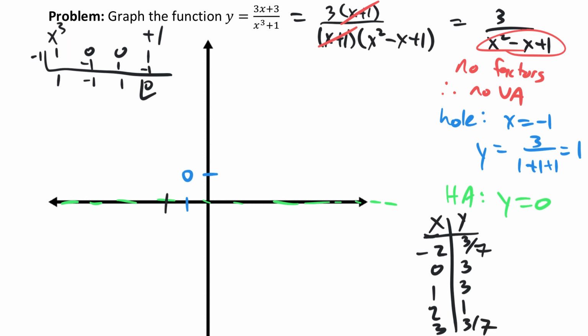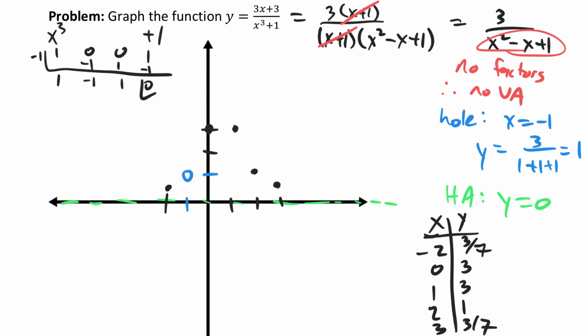Okay, so let's plot those points. We've got negative 2 and 3 over 7. We've got 0 and 3. We've got 1 and 3. We've got 2 and 1. And then 3 and 3 over 7.